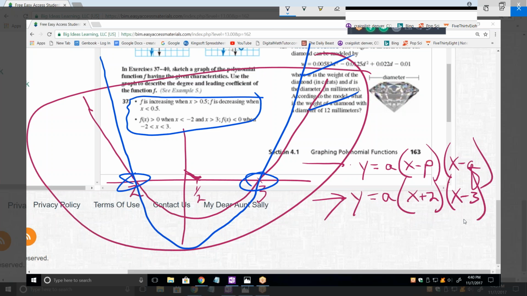I'm really kind of disappointed in them here, that they ask you what the leading coefficient is instead of what is the sign of the leading coefficient, or is the leading coefficient positive or negative. They don't say that. Ah, see example 5. How far back do I have to go to see example 5?